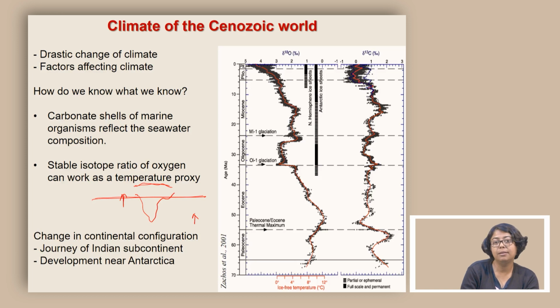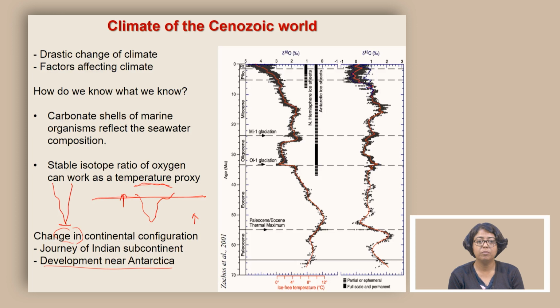The second important change that happened during the Cenozoic is the development near Antarctica. Antarctica, as we know, is a frozen continent today, but it was not as cold as that at the beginning of the Cenozoic. At the beginning of the Cenozoic, South America still had some connection with Antarctica, and this link was lost sometime in the Cenozoic, when the ocean circulation changed.